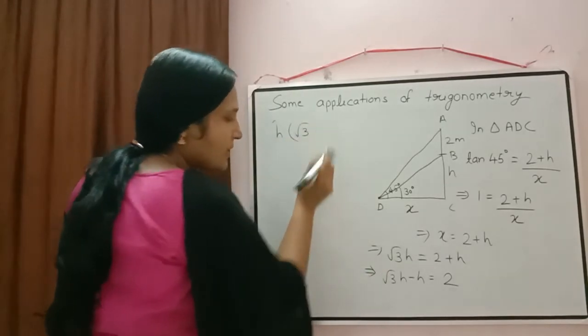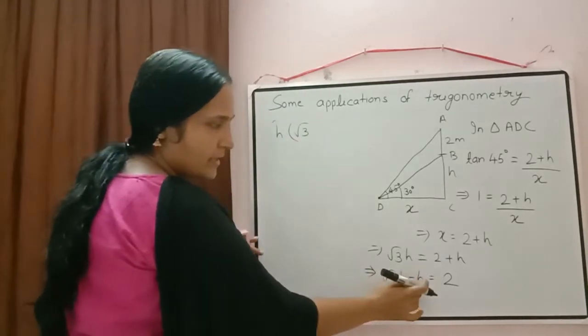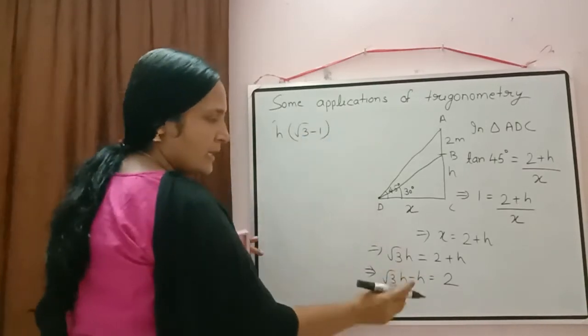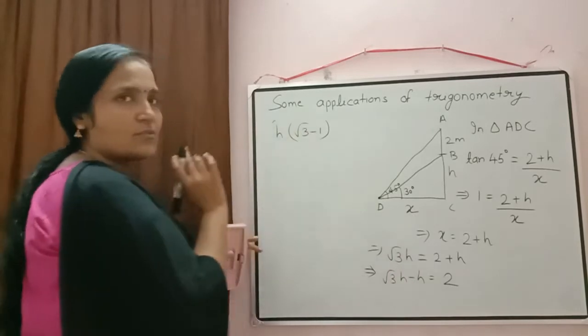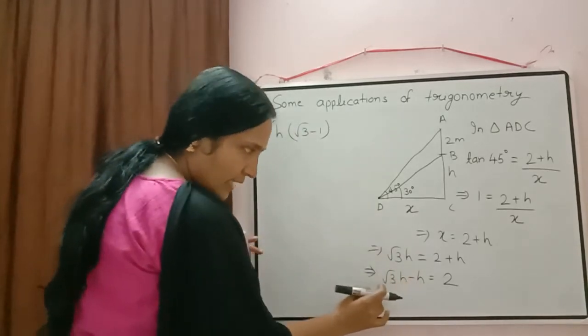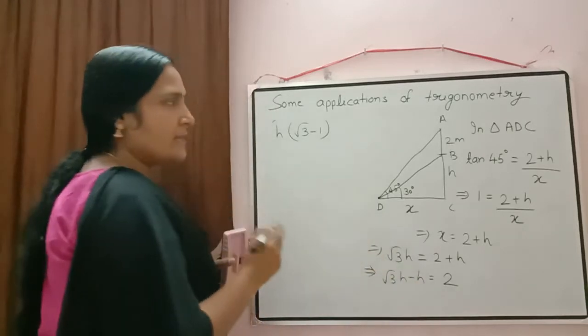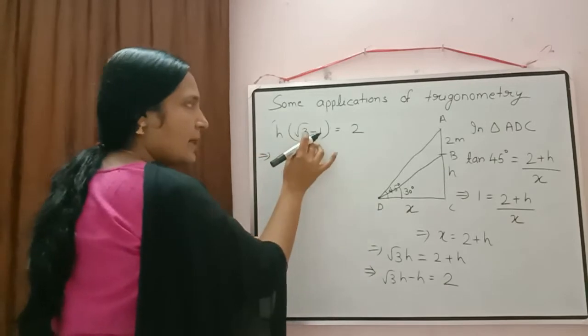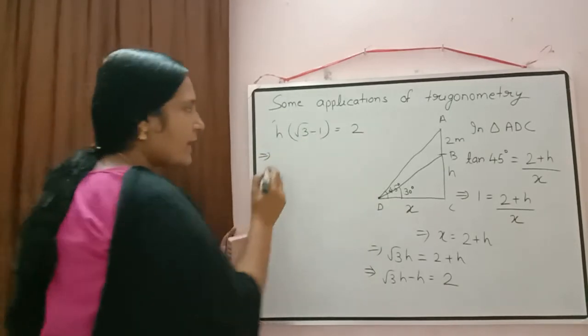Inside the bracket it will come root 3. And from here also we took h common, so the remaining will be equal to 1. And since the negative sign is there, that's why I wrote minus 1. So we are getting here h into root 3 minus 1 is equal to 2. And then root 3 minus 1 we can shift to the right hand side.